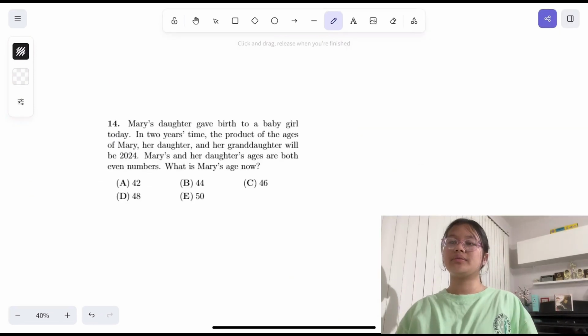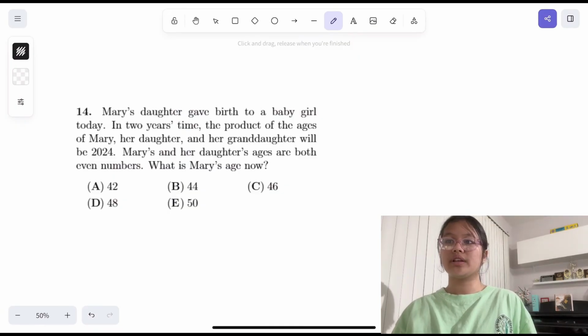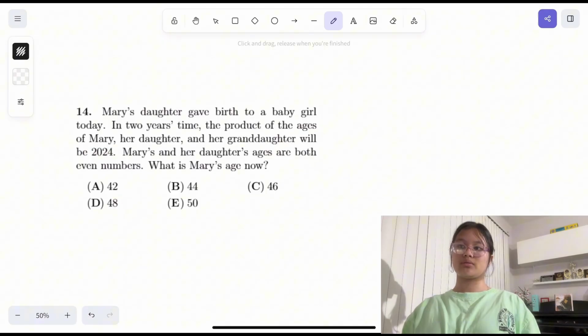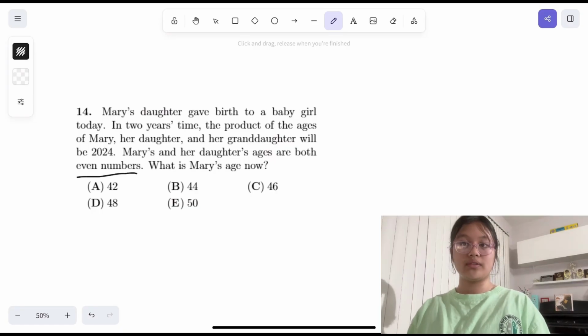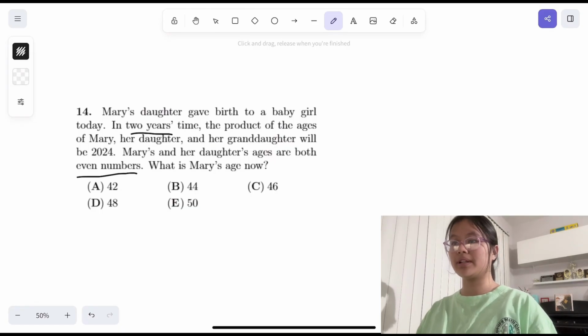Alright, 14. Mary's daughter gave birth to a baby girl today. In 2 years' time, the product of the ages of Mary, her daughter, and her granddaughter will be 2024. Mary and her daughter's ages are both even numbers. What is Mary's age now? So what we can underline is 2 years' time and even numbers. 2 years' time. So keep that in mind.